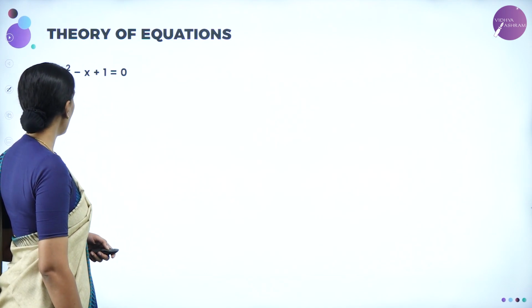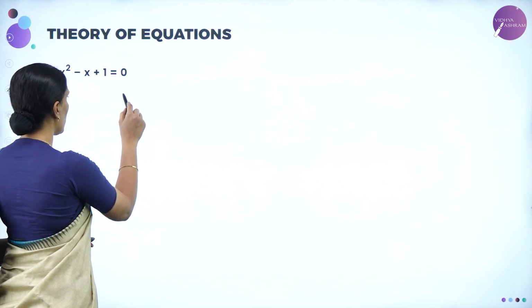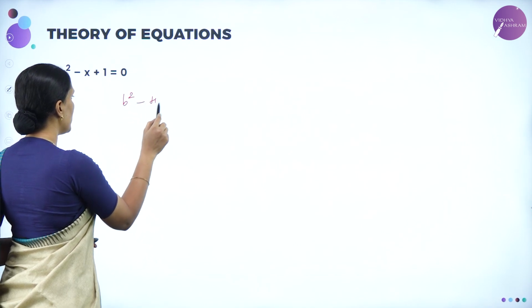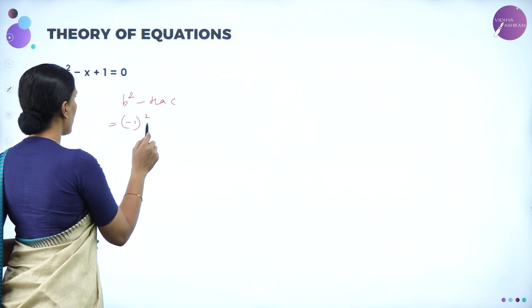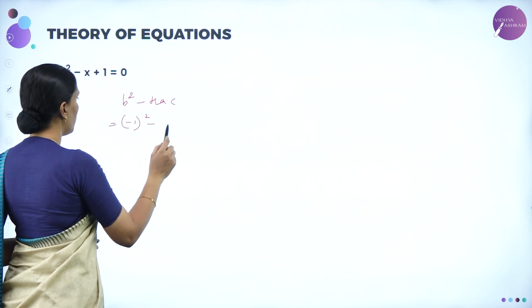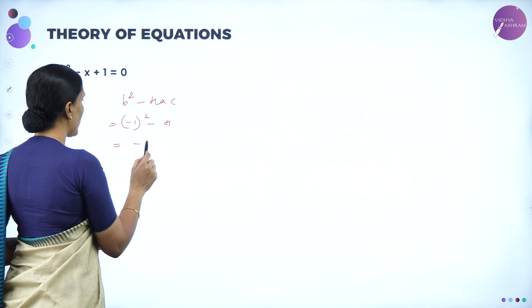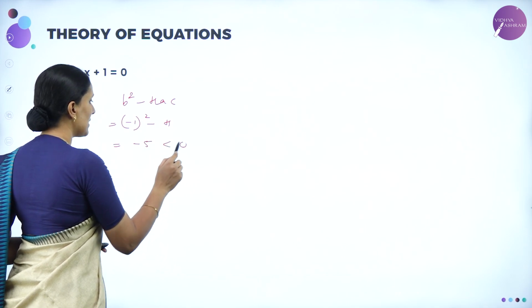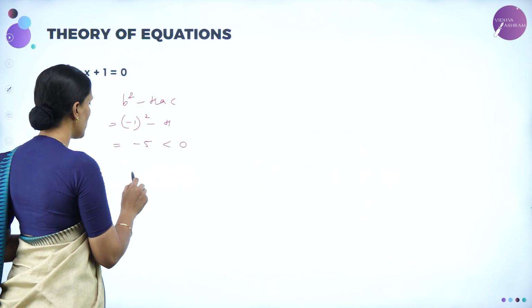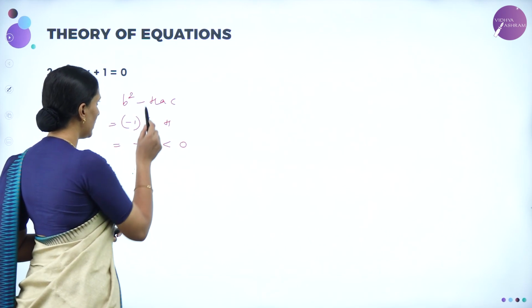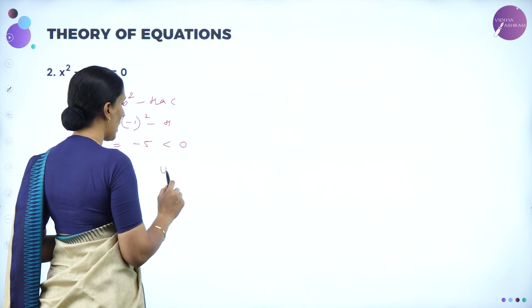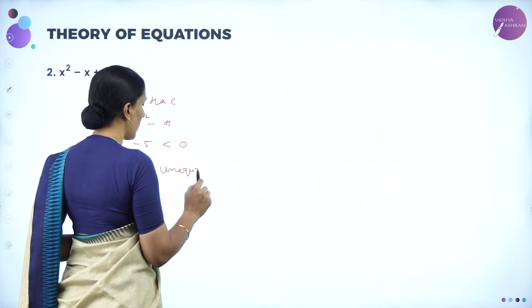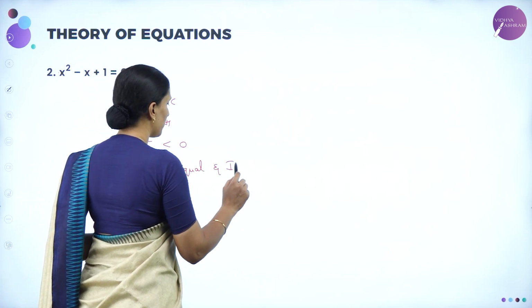Next, x square minus x plus 1. So let's check b square minus 4ac. So minus 1 whole square, minus 4 into 1 into 1, which is 4. So 1 minus 4 is minus 3. Minus 3 is less than 0, which is a negative number. So here the discriminant value is less than 0. Therefore, the roots are unequal and imaginary.